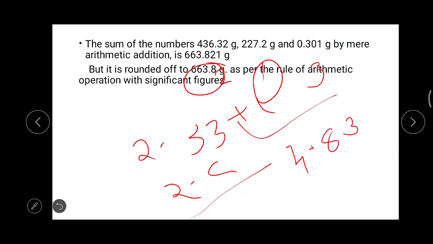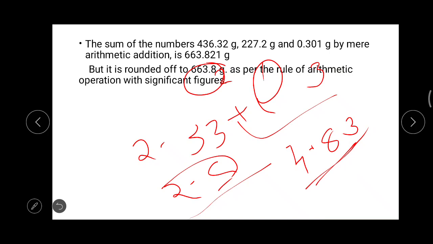4.83 will be the answer, but here the number of decimal places in this one is 1, so your resultant value also should have 1 decimal place. You have to round off this one, and as per the rounding off rule, the 3 will be neglected and 4.8 will be the final answer.